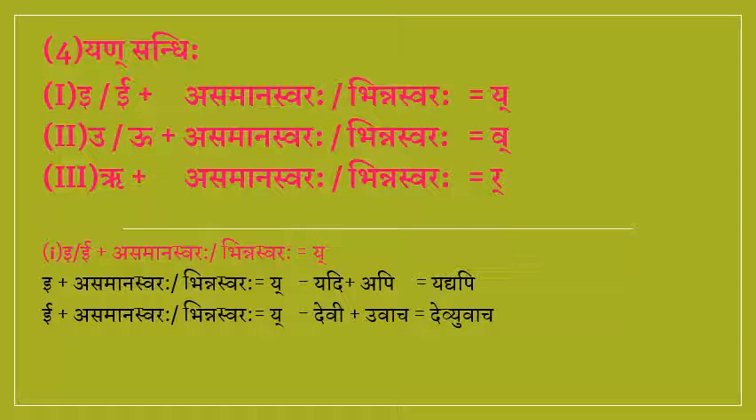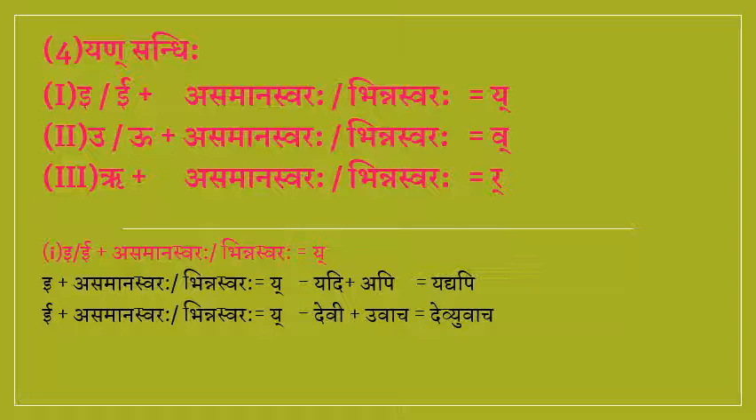In the previous sandhis, dirgha sandhi, guna sandhi, and vriddhi sandhi, where the first word ends and the second word begins, we have to remove both letters and bring a new letter. But here we remove only the left side letter, one single letter, and bring half ya, half va or half ra. So we remove the half e, and we bring ya. So it becomes yadyapi when we put it together.